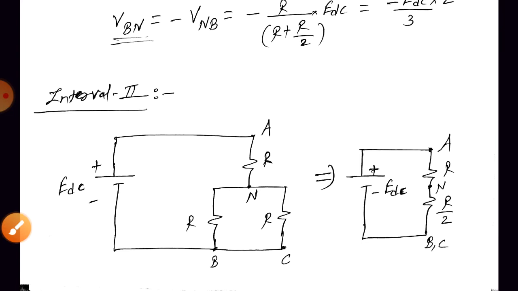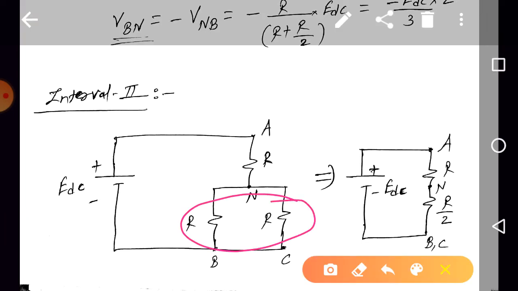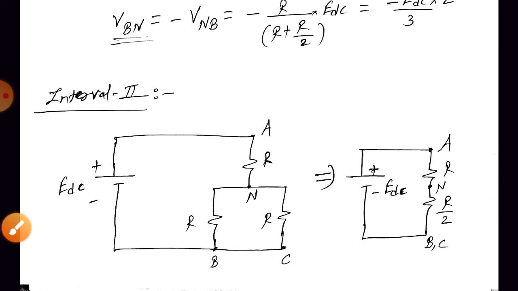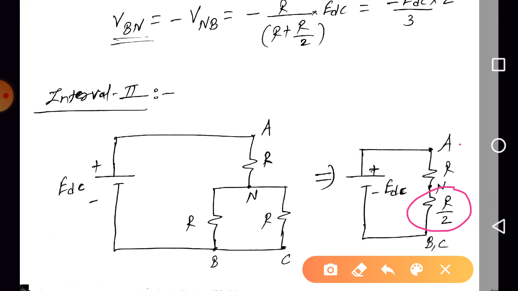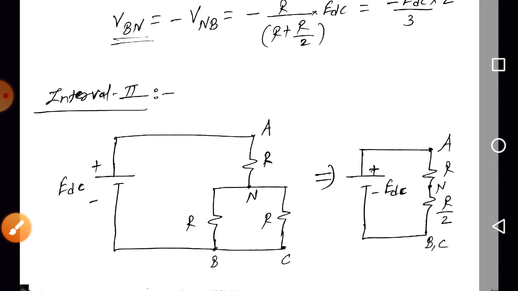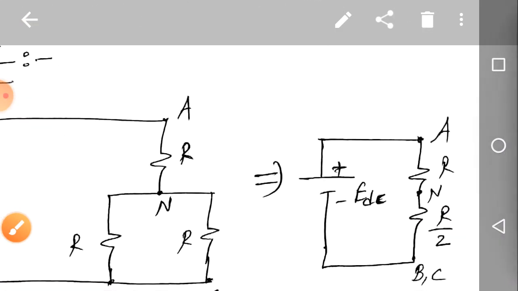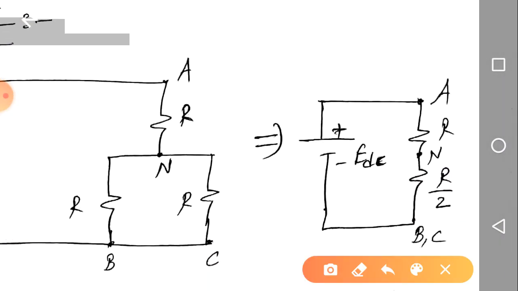Okay, so these two are connected in parallel. Further, we can reduce it with R in parallel with R, that is R by 2. So we have replaced it with R by 2. So EDC, A, N, B, C and R by 2. B and C are connected together, so I have represented it with B. Next, by using the voltage division rule, we can find Van.